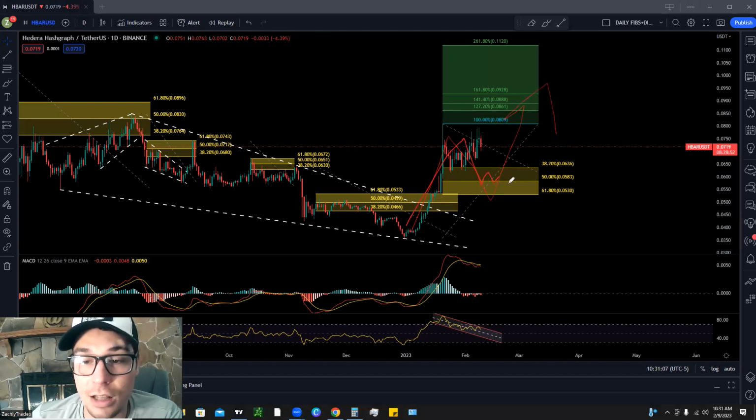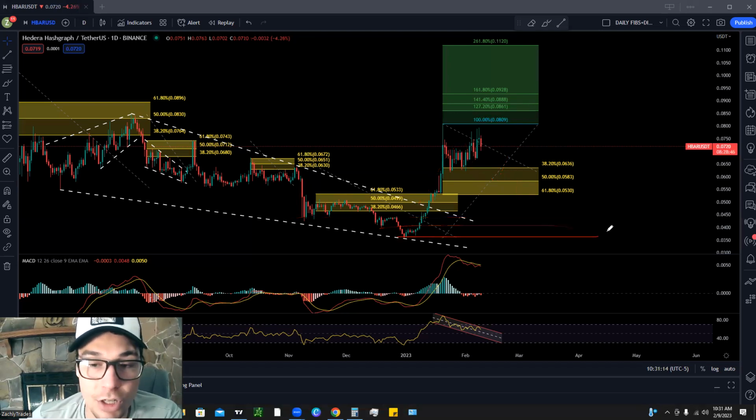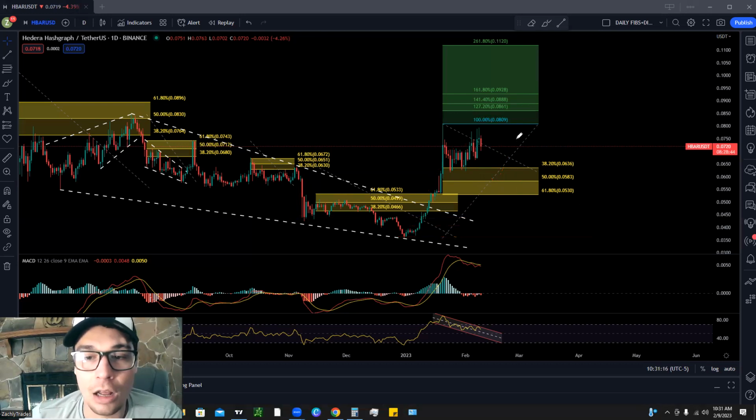If we come down, consolidate, and break through those levels, then most likely we're going to come down and retest some of our previous lows that we were just at. Now our breakout level is going to be 0.0809. Above there, we have bullish price targets of 0.0861.